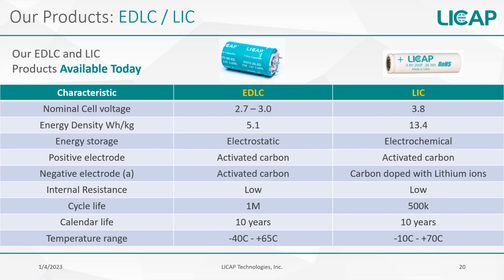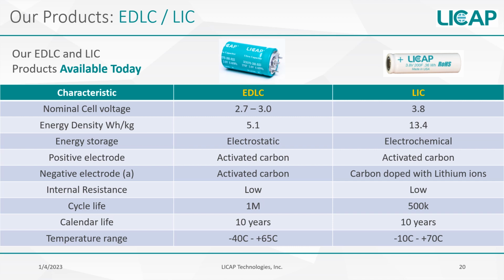Let's compare the two. Nominal voltage range for an EDLC is 2.7 to 3 volts in our product line. In the LIC, it's maximum 3.8 volts, and we go to a minimum of 2.2 volts. The energy density in this particular case, and the cells shown, is 5.1 watt-hours per kilogram versus 13.4 watt-hours per kilogram, roughly 2.5 to 3 times the energy density. The energy storage is electrostatic in an EDLC and electrochemical for LICs. Both use activated carbon, and on the lithium capacitor, it's doped with lithium ions.